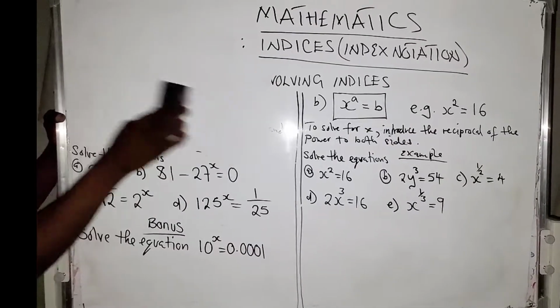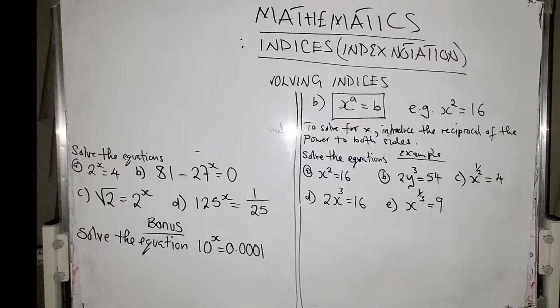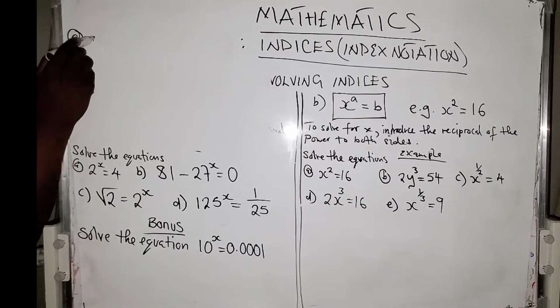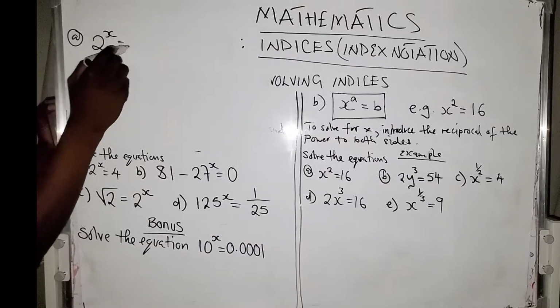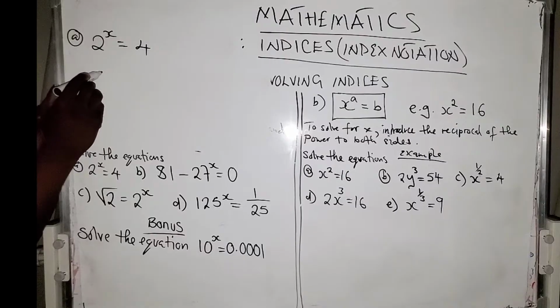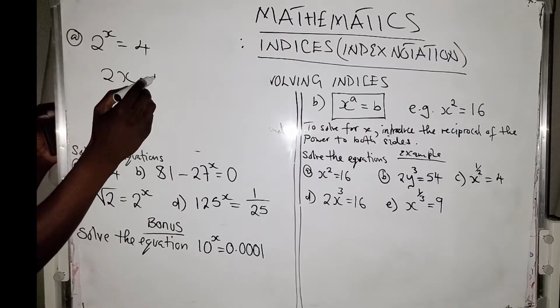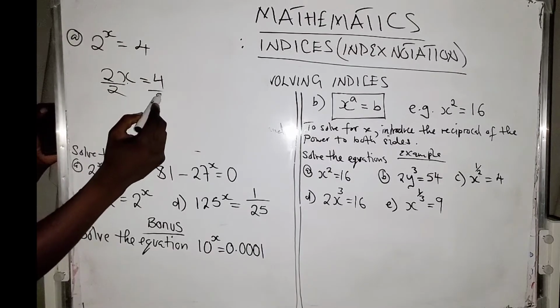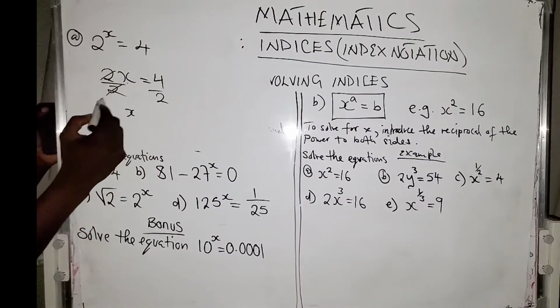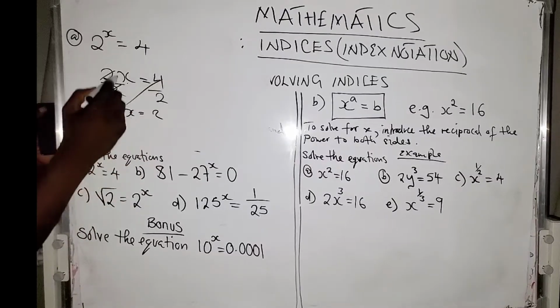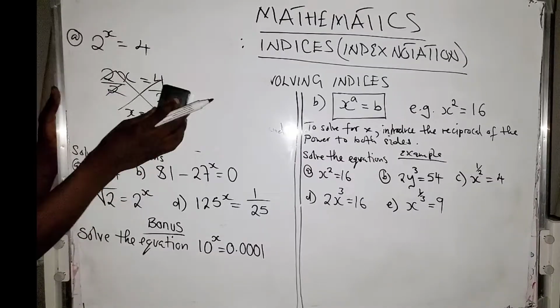Now look at this. The first question A is 2 to the power x is equal to 4. Please, this is not the same as 2x is equal to 4. Why? 2x is equal to 4, you simply divide by 2, then these 2 and these 2 cancel, x is equal to 4 over 2, which is 2. But this one is not the same as this one. This one is a power.